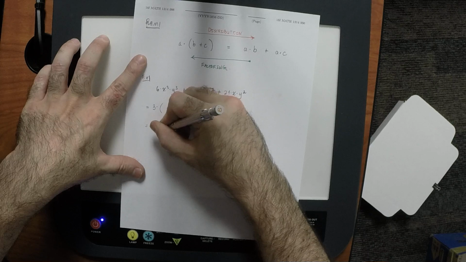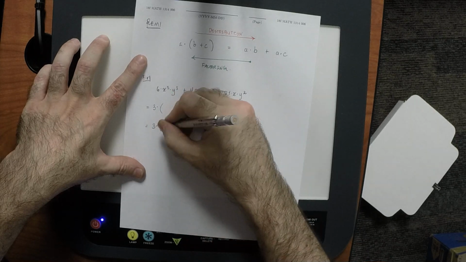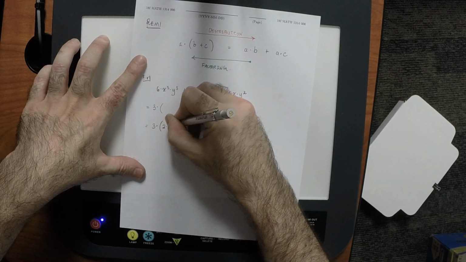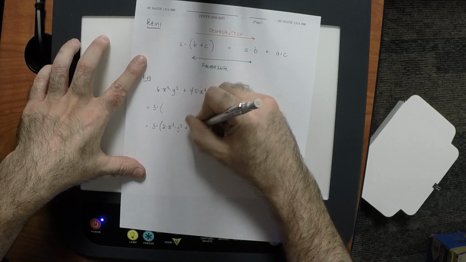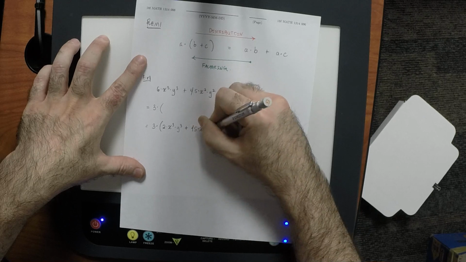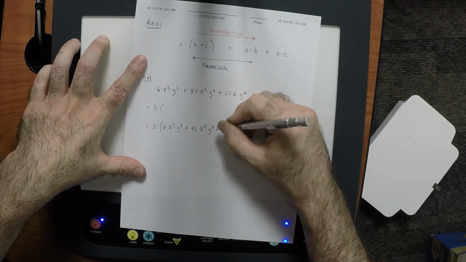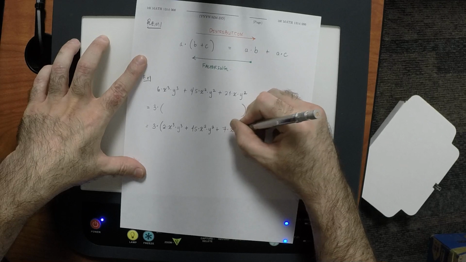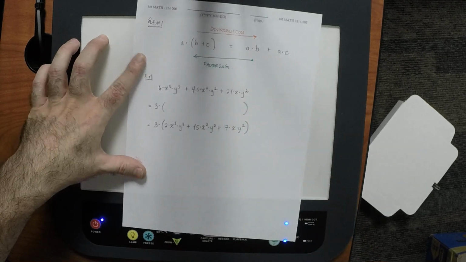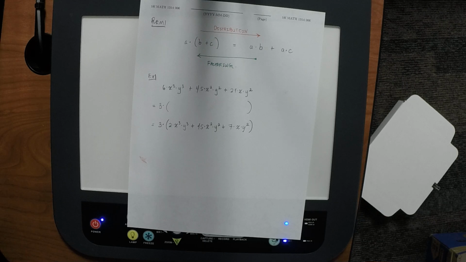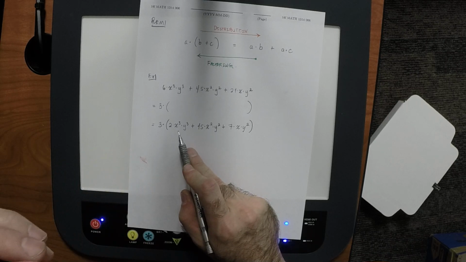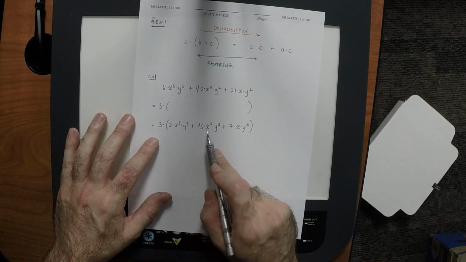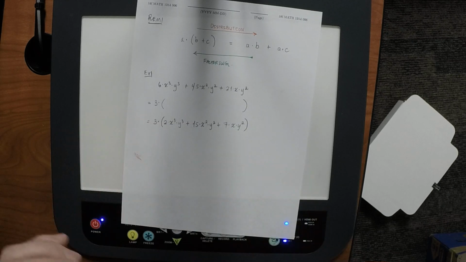So 3 multiplied by, very good, 2x cubed y cubed plus 15x squared y squared plus 7, yes, xy squared. Now, concerning just the coefficients, 2, 15, and 7 that are in there, do you observe that we can't get any more integers out? Okay. Now, this x cubed means xxx. And this x squared means xx, and that one means just x.